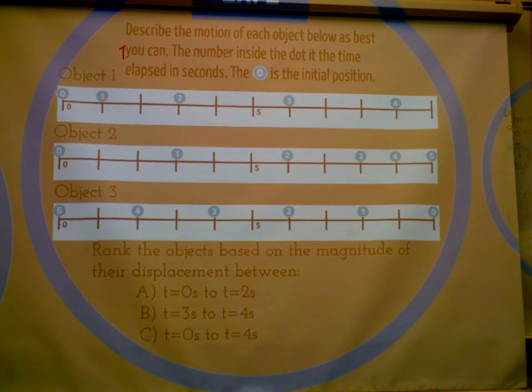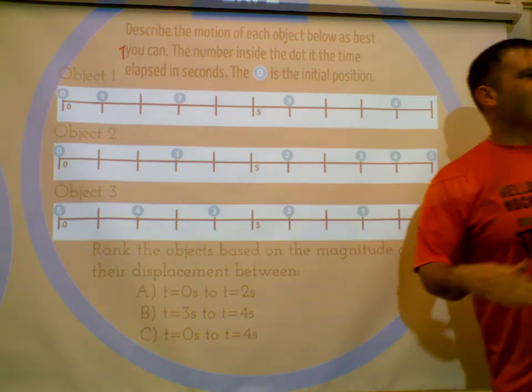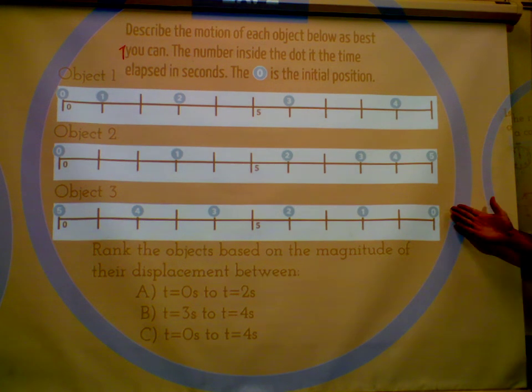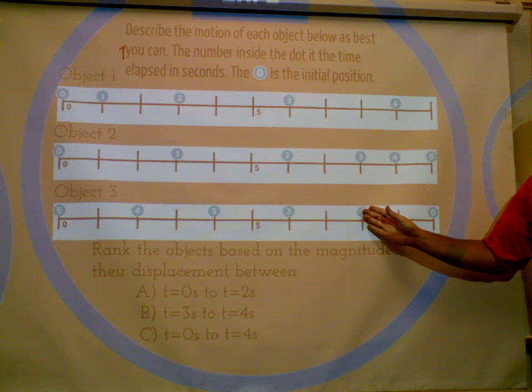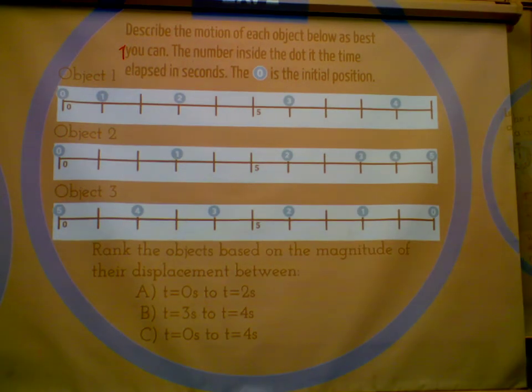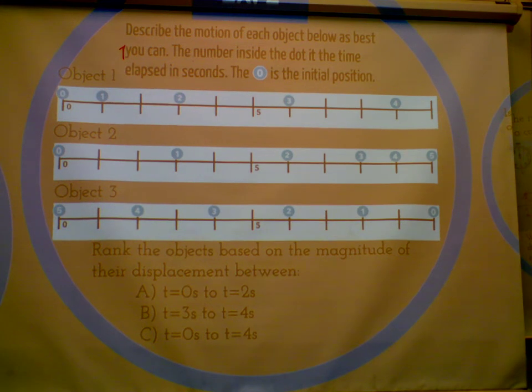So 0, 1, 2, 3, 4. The time interval is 1 second the whole time, right, Jose? And the distance is always 2, right? The distance is always 2. So that means this one is traveling at a constant speed in the negative direction. Does that make sense, guys?